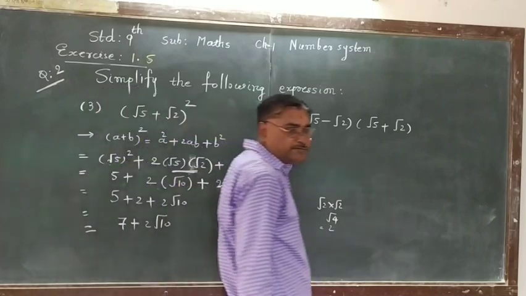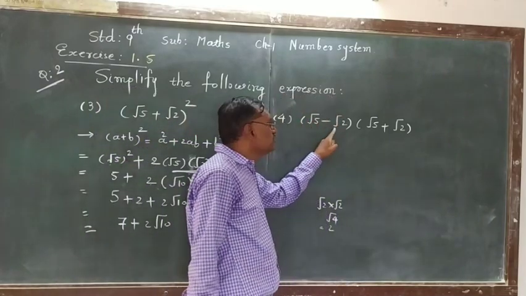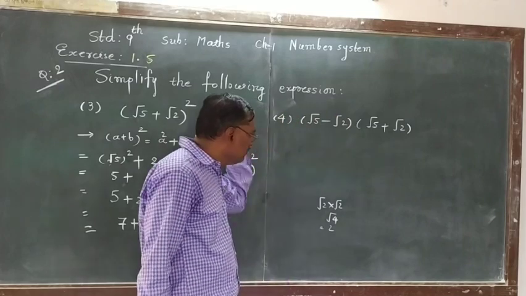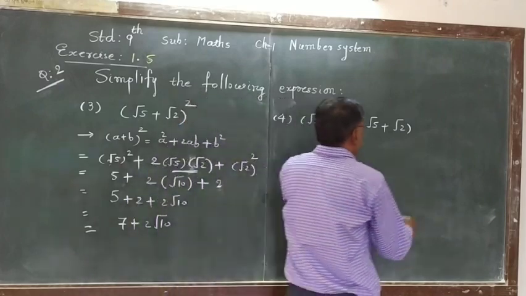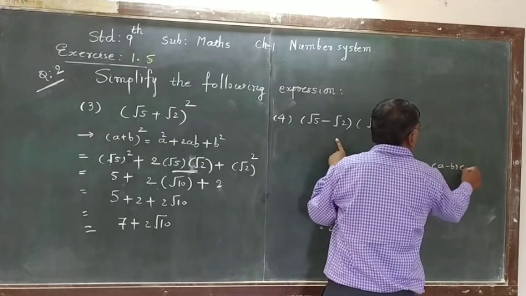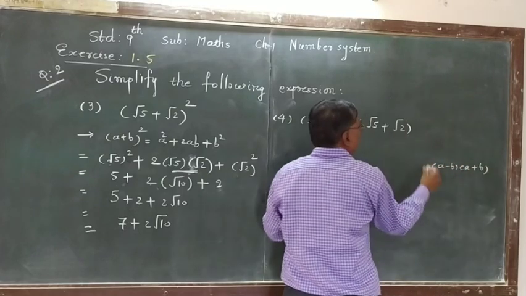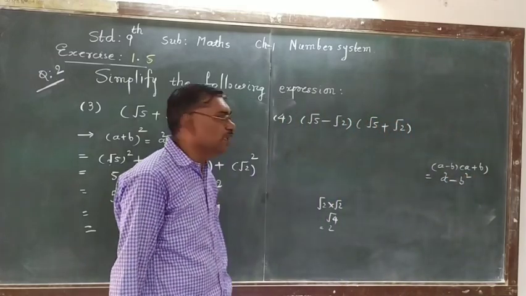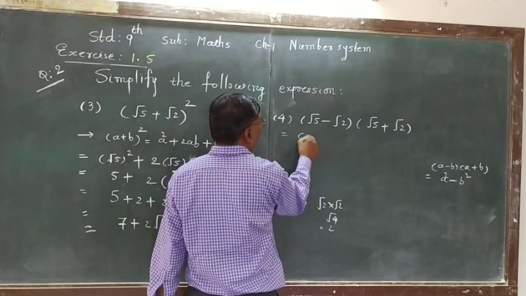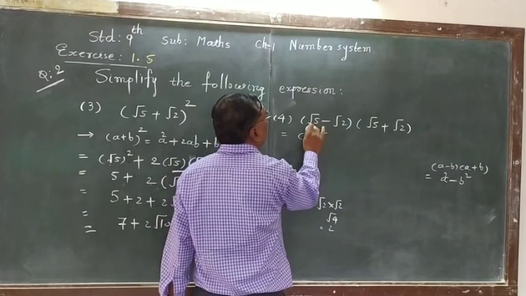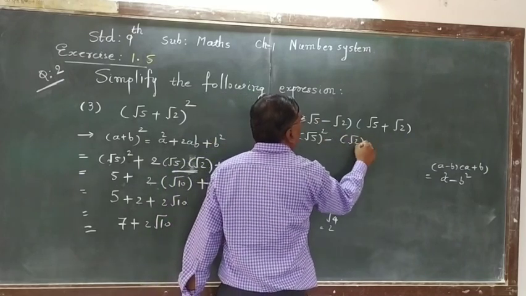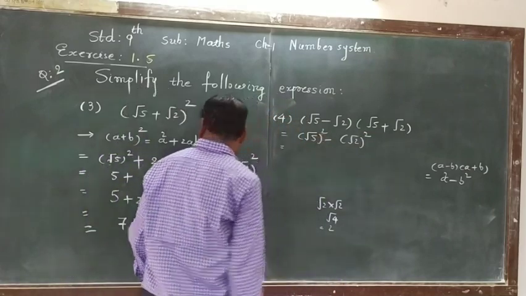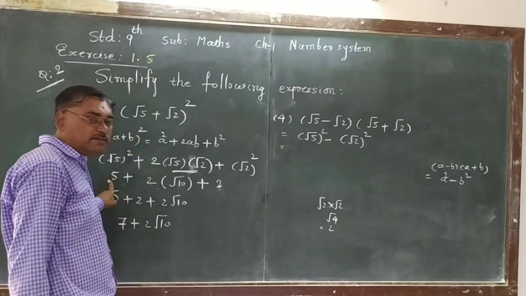Now about this: root 5 minus root 2, root 5 plus root 2. We learned this in the previous question. Same thing: A minus B, A plus B. Both are the same, then we can write A square minus B square. This is the formula. Using this formula we can write root 5 square minus root 2 square.